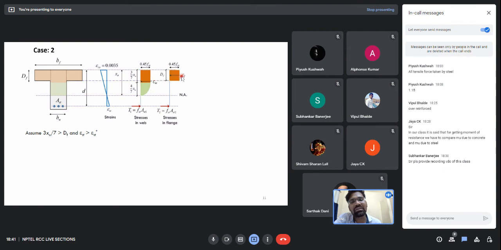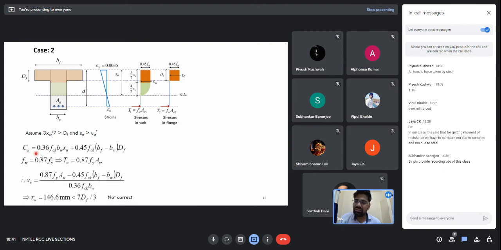Now we have two C values. We can add up CW plus CF, and it will give us T. The compression in the web and the compression in the flange I will equate with the total tension in the steel. After equating it, I will get the XU value. After calculating the XU value, again I found that it is less than 7. So this assumption is also wrong.